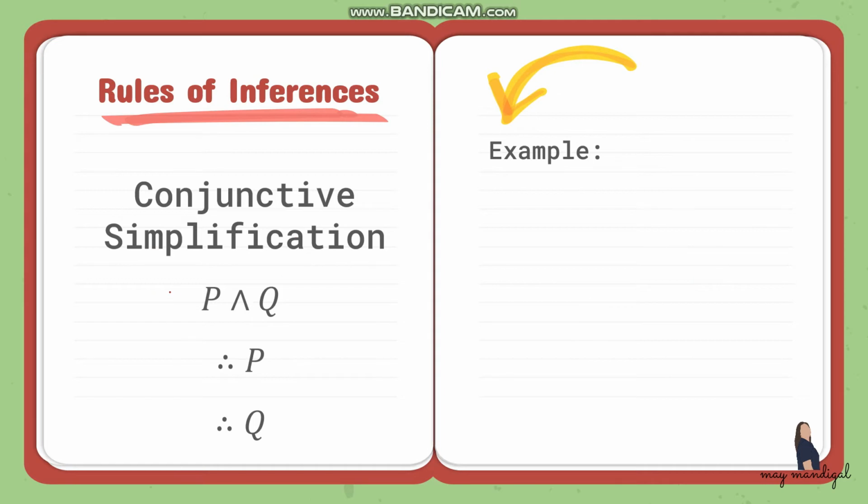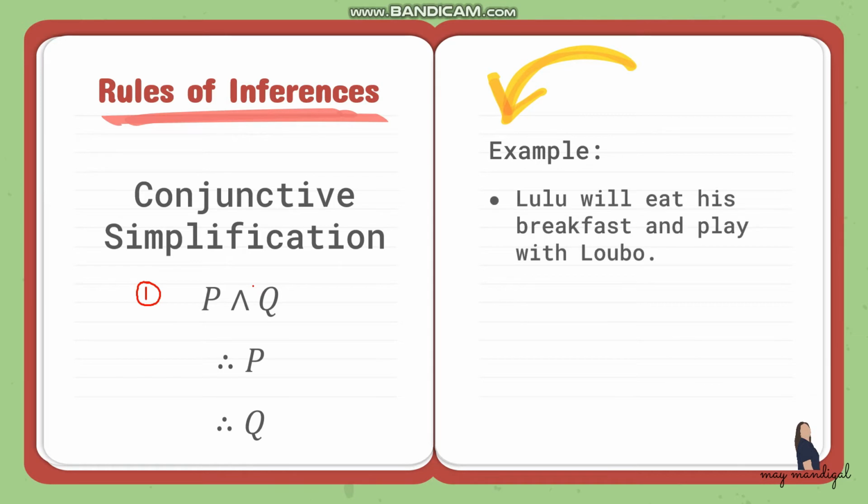In conjunctive simplification, the premise that we have is P and Q. So this one is a conjunction, and as we know, in a conjunction we consider both of the statements. So the conclusion here can be P or Q. Example: Lulu will eat his breakfast and play with Lobu. Lulu will eat his breakfast is P and play with Lobu is Q.